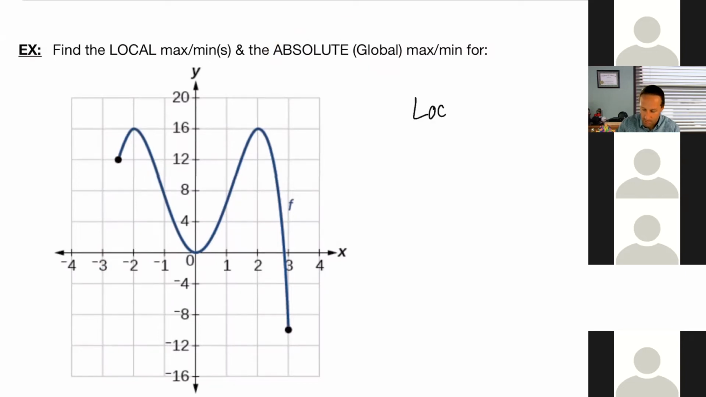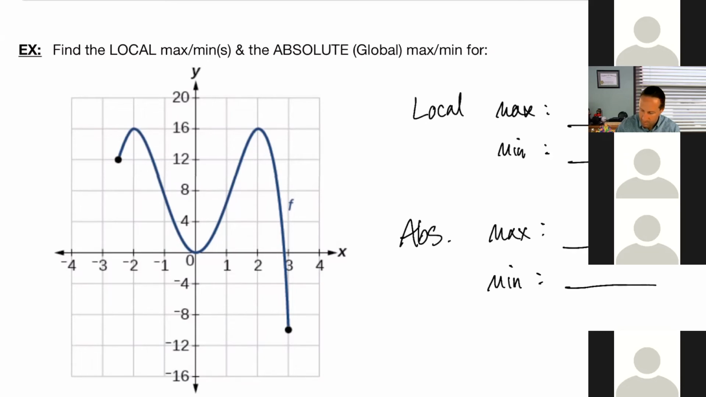Right? So I'll give you a second to think about this one. Give me the local max and or mins. And then give me those absolute or global max or mins. Is this getting a little bit easier? What do you guys want to give me first?